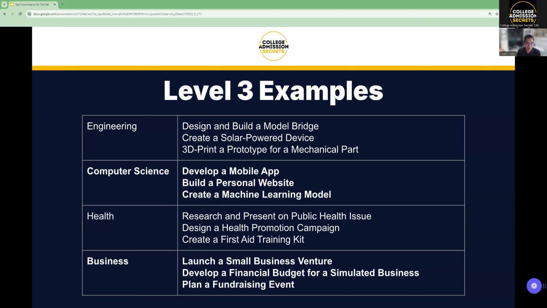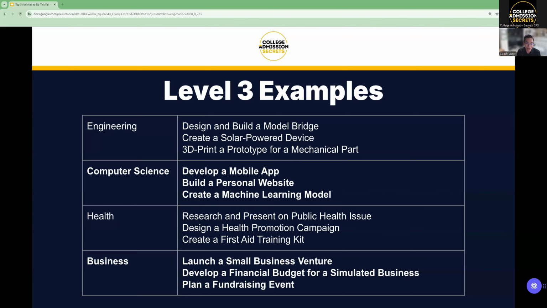The second part, for computer science, is to develop a mobile app, build a personal website, or create a machine learning model. I've actually reviewed a few personal statements already for seniors applying right now, and some of them have built a mobile app, which is really cool. That shows they've taken initiative to create something no one has created before. And just the act of doing it is doing a lot more than any other student applying who says, I want to study computer science, but I have no exposure to it whatsoever.